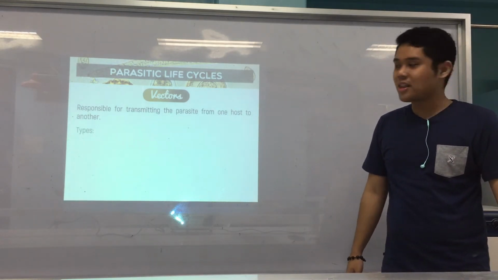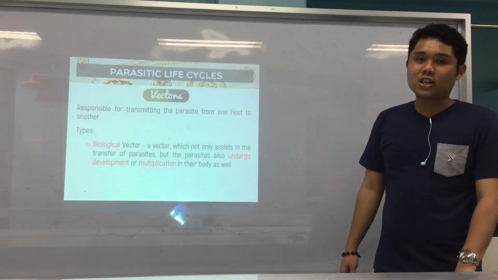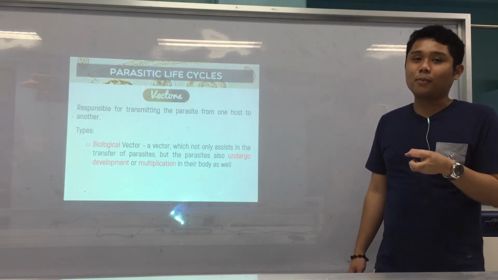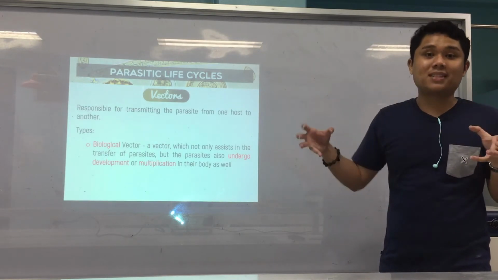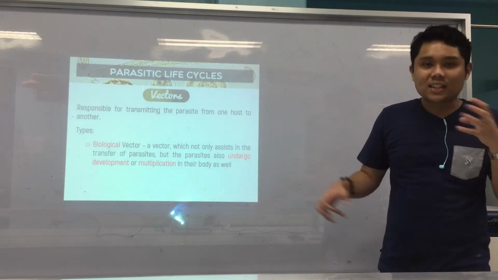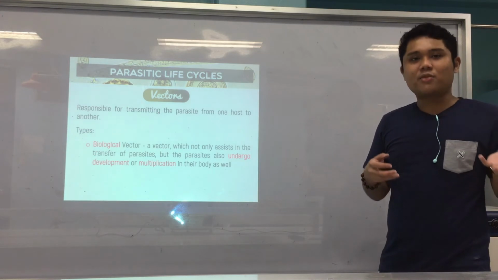And we also have different types. With a biological vector, the parasite also harbors in the vector for its development. So the parasite is actively multiplying inside the body of the vector.